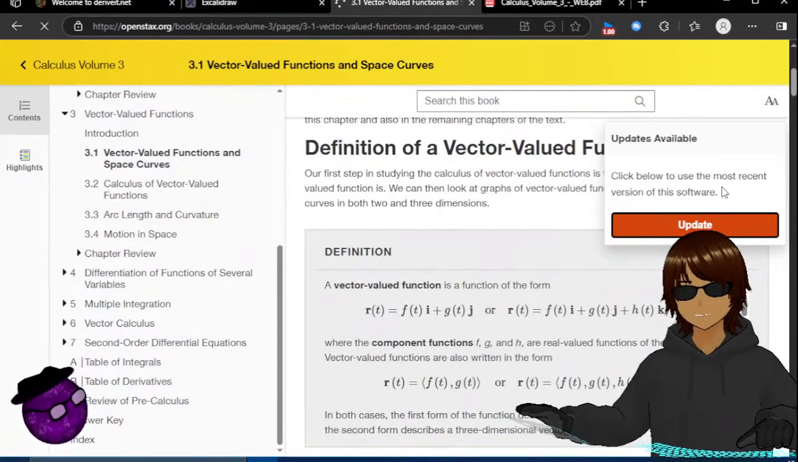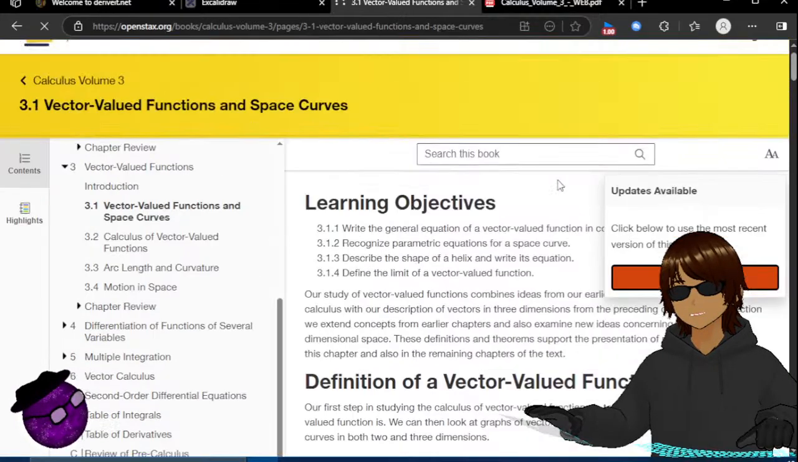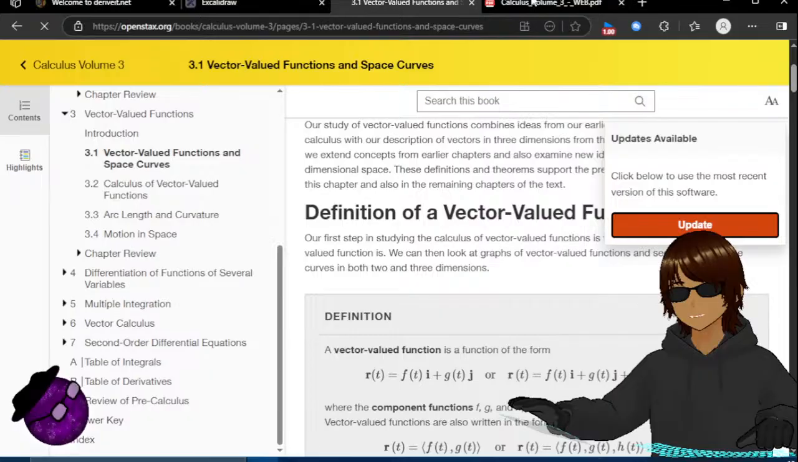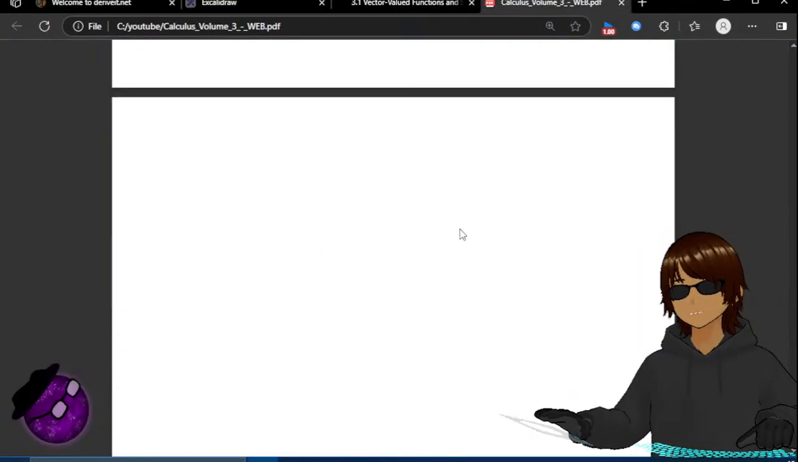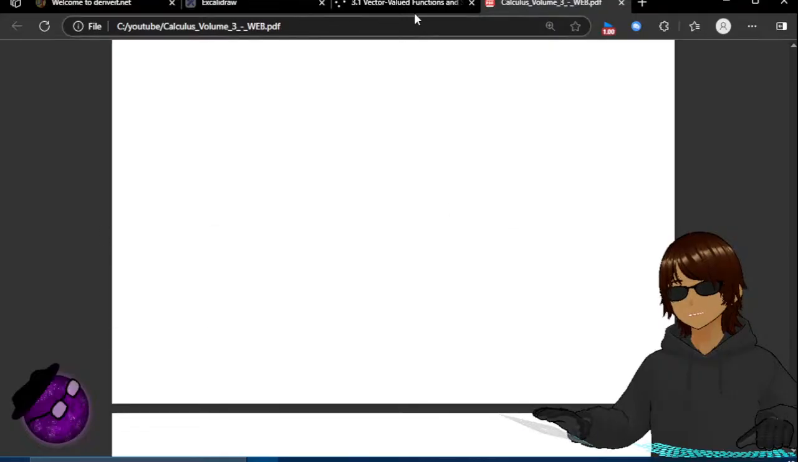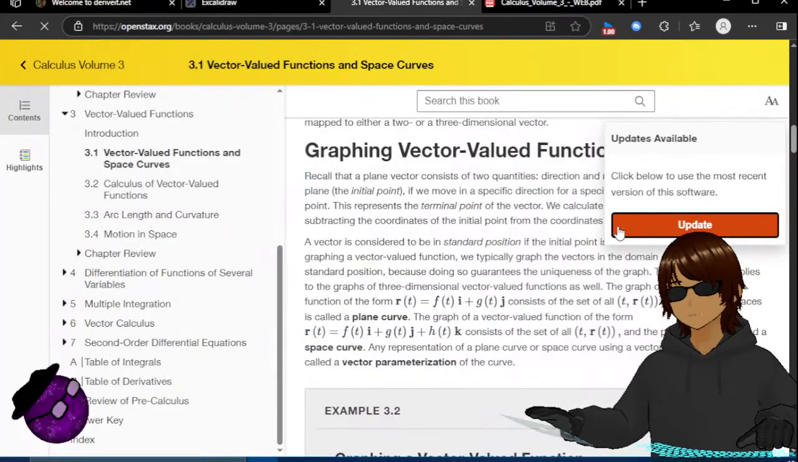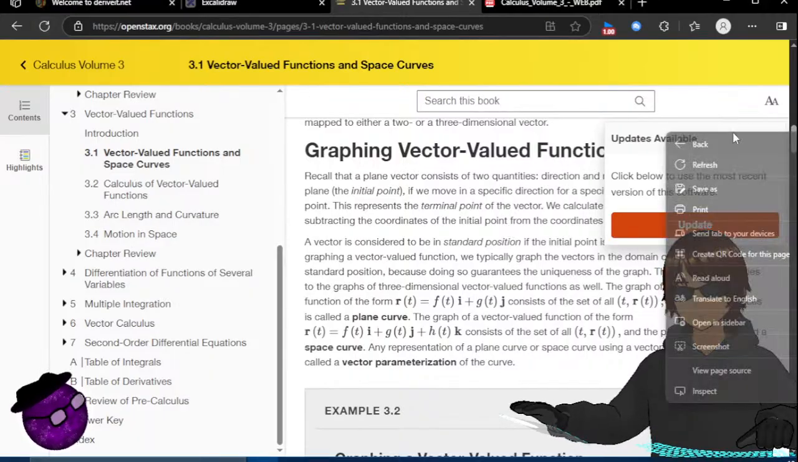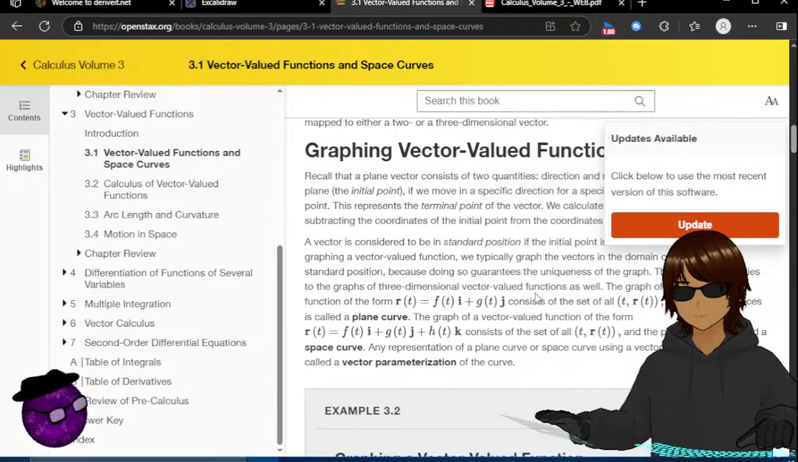So I just opened this website. Click below to use the most recent version. I have the PDF version, so if this website is slow, I'll just switch to the PDF version. Is there a way to get rid of this?